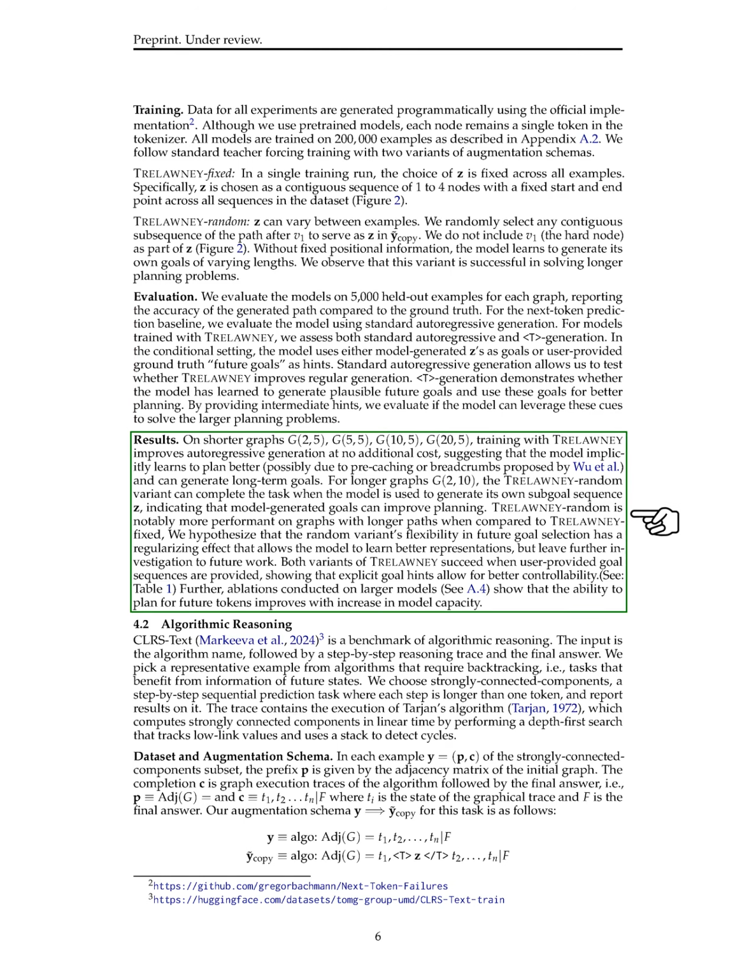Our results show that training with Trelawney enhances autoregressive generation for shorter graphs, indicating that the model learns to plan better. For longer graphs, the Trelawney random variant successfully completes tasks by generating its own subgoal sequences, suggesting that model-generated goals can improve planning. We find that the random variant performs better on longer paths, likely due to its flexibility in selecting future goals. Both Trelawney variants succeed when user-provided goal sequences are used, demonstrating that explicit goal hints improve controllability. Further analysis indicates that larger models show improved planning capabilities for future tokens.